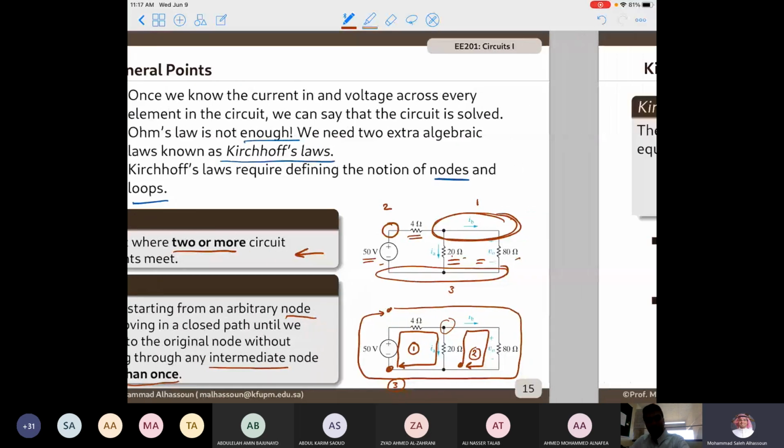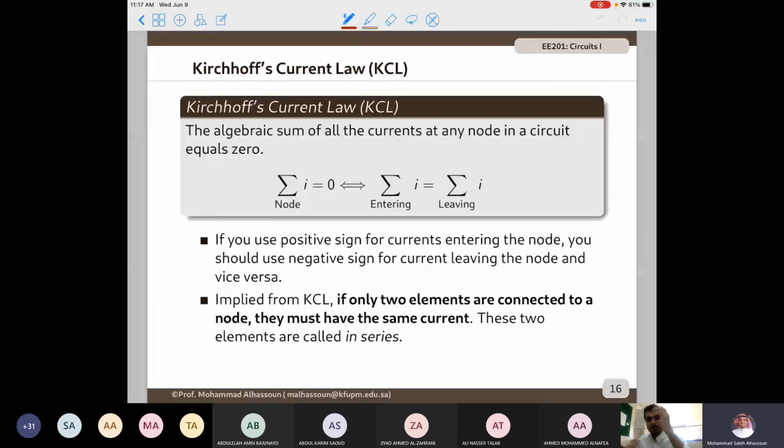Okay, very good. So now we know the definition of nodes and loops, and let's actually study Kirchhoff's current law. Yes, Abdulaziz.